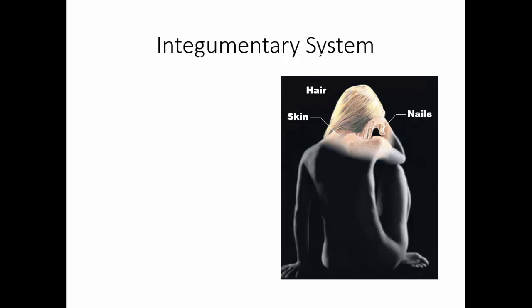Let's start by looking at the integumentary system. The parts of the integumentary system are the hair, the skin, and the nails. The function of this system is protection. It helps provide a barrier between you and the outside world. It also protects your deeper tissues from damage.